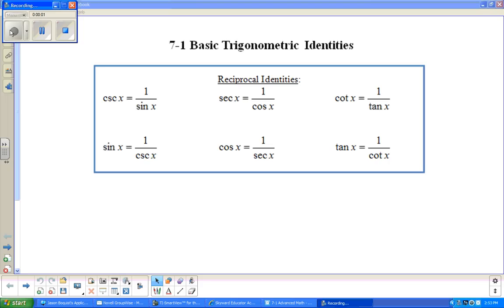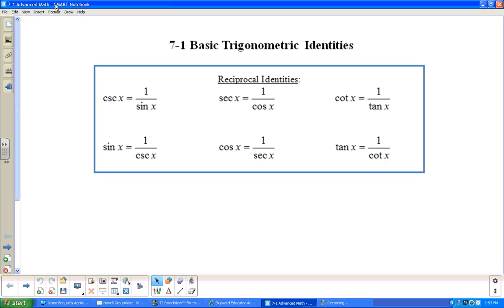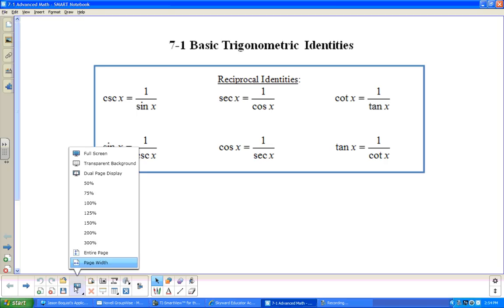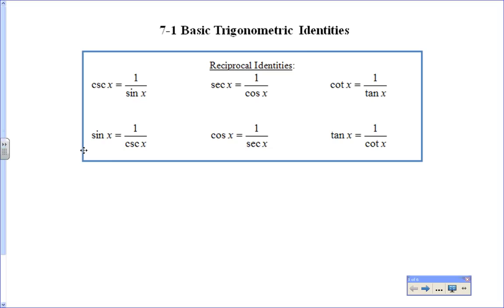All right, so here we go doing some basic trig identities. A lot of these today you're already going to know, which is fine. These are called the reciprocal identities because they are reciprocals of each other. For example, we see this very first one on the top left is cosecant of x is really just 1 over sine of x. It's the same thing.